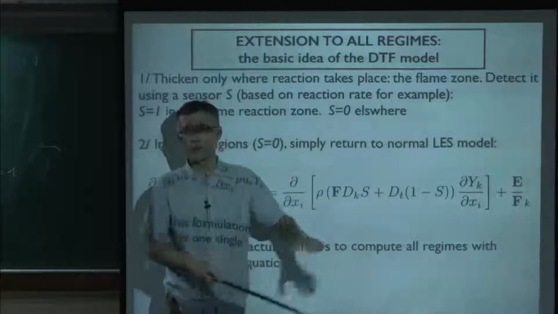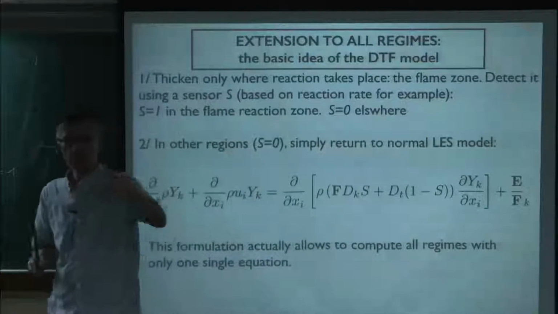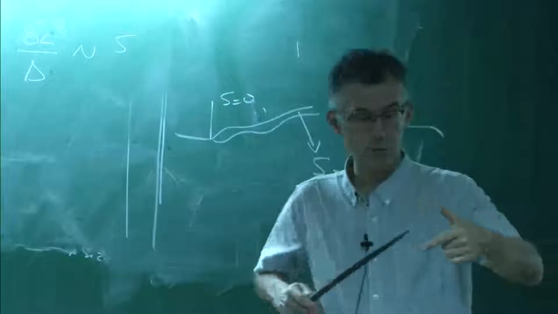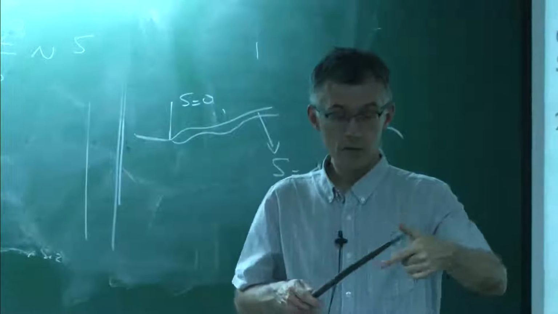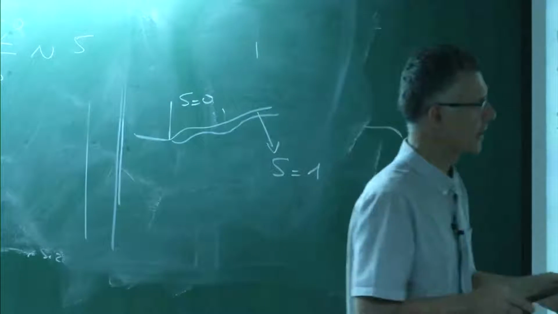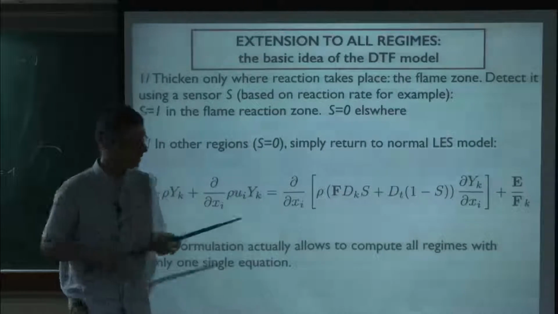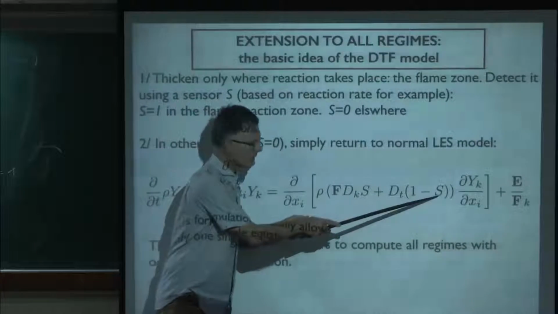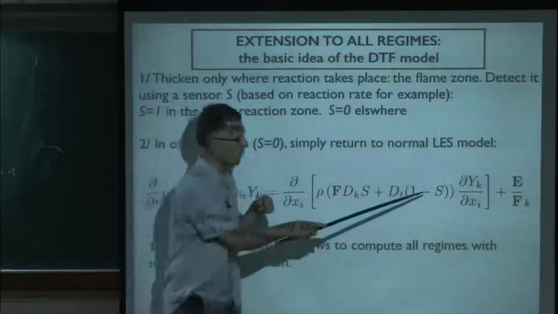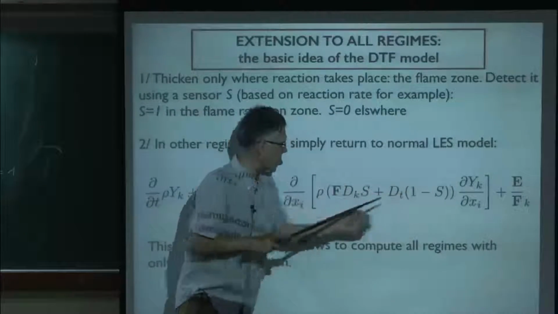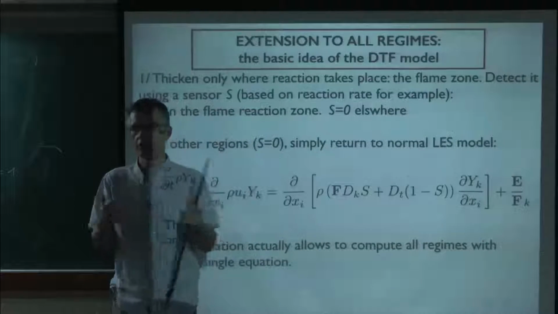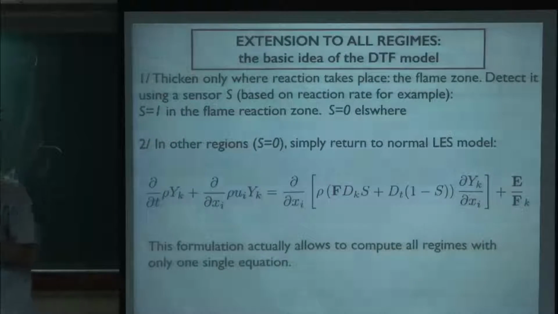So for example, you can compute mixing. If there is a place where you inject pure methane into pure air without combustion, these two things will mix exactly like they would in a normal LES. Then if later combustion starts, S will increase, and in the flame zone itself, S will be equal to unity. This term will go away, and you will be left with the standard thickened flame model. And that's actually a method which allows to compute many flames with this formulation.